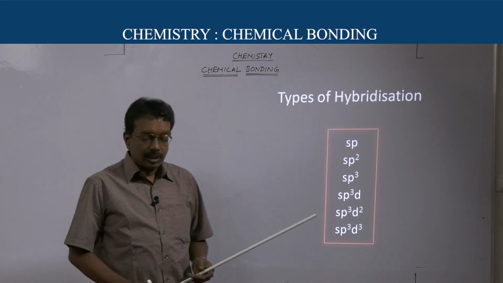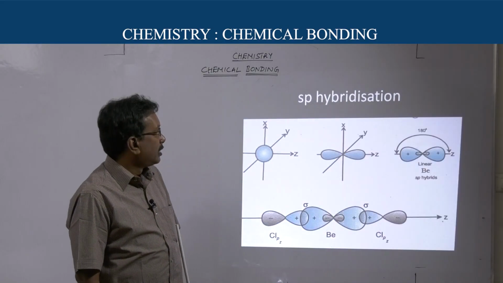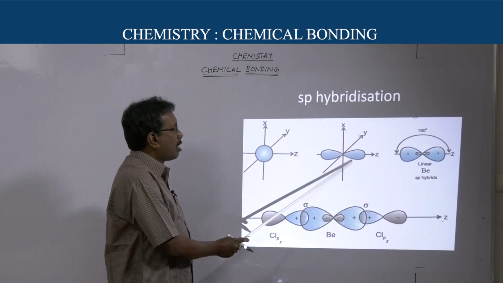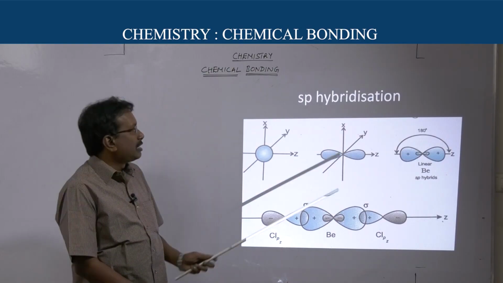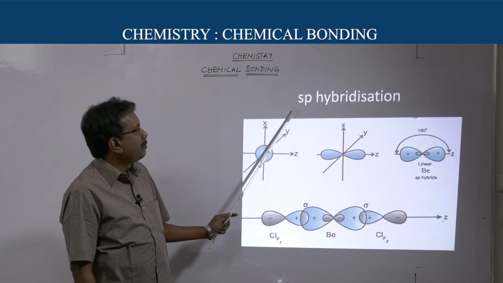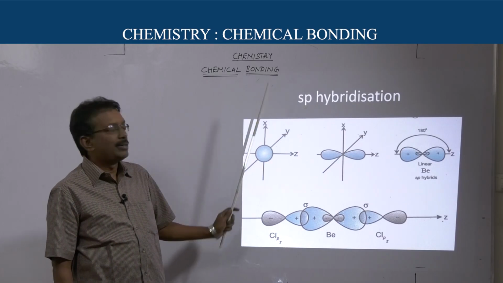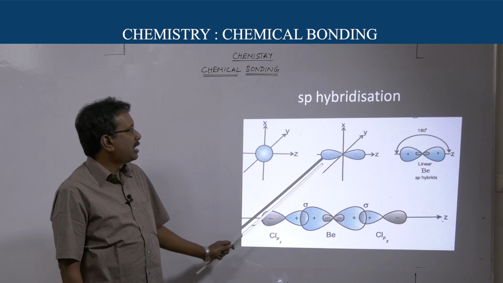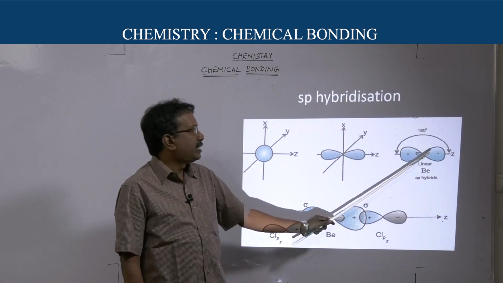Let us move to some more points related to this hybridization. Next, I am giving a few examples here. First one is sp hybridization. What is the meaning of sp hybridization? Intermixing of one s and one p orbital, thereby forming two sp hybrid orbitals. So one s orbital is taken, one p orbital is taken, then we get two sp hybrid orbitals.